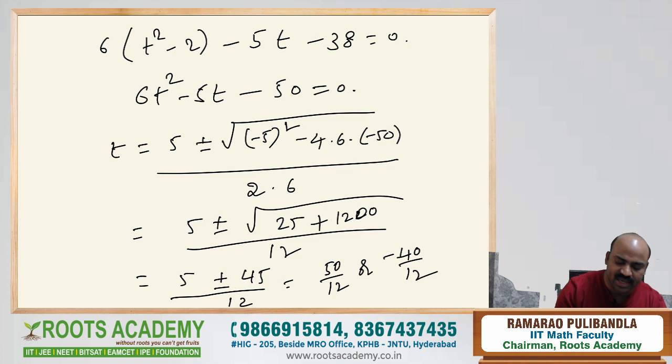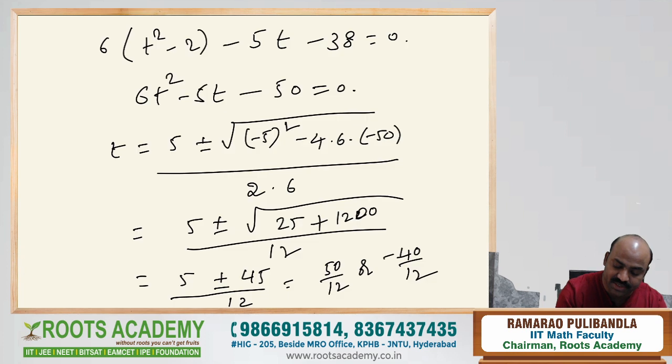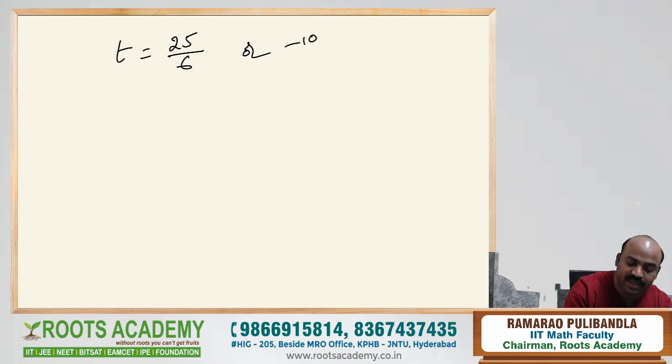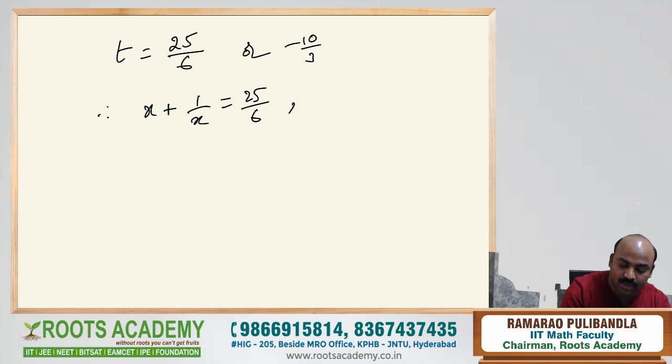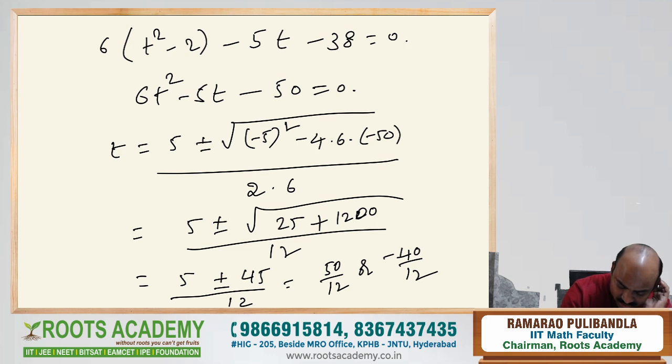So if I simplify this, I'll get my t value as 25 by 6, or one more, t is nothing but, 4 will cut, so minus 10 by 3. It's a very good question but a little lengthy. But what is t? x plus 1 by x is t, that is nothing but 25 by 6, and one more is x plus 1 by x is minus 10 by 3. So when I simplify this, I'll get certain values for x. So is everything correct what I did?